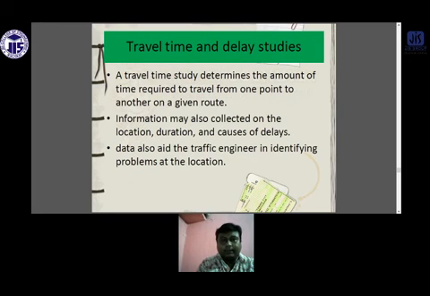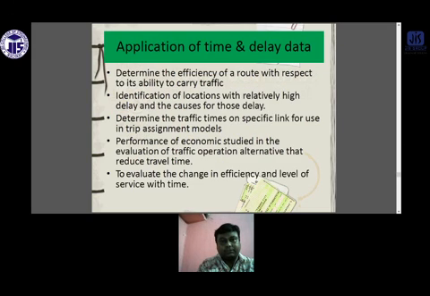Travel time and delay studies. The travel time study determines the amount of time required to travel from one point to another point on a given route. Information may also be collected on the location, duration, and causes of delay. Data also aids the traffic engineer in identifying the problem at the location.